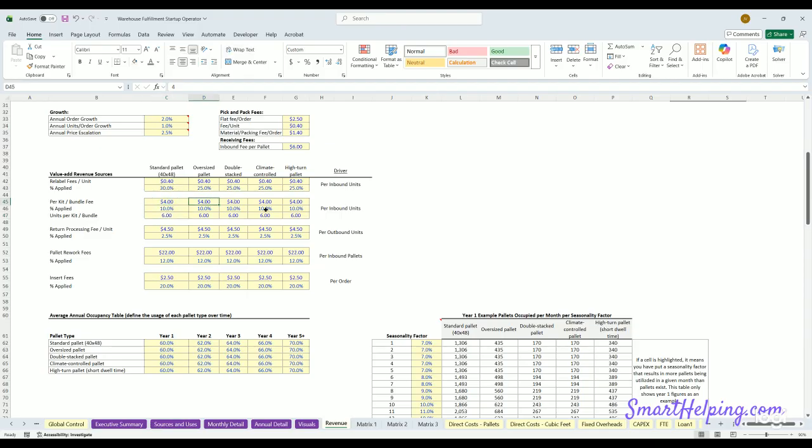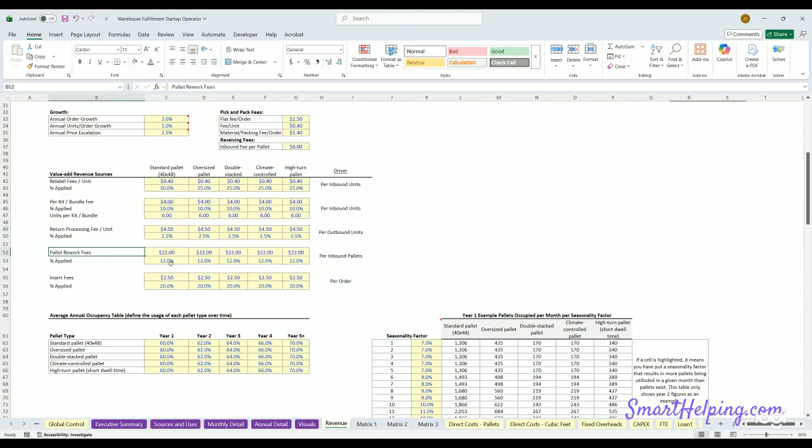And again, these all might not be relevant. Some might be, some might not be. You can zero out whatever doesn't make sense for your situation, but I was trying to be comprehensive, and for that we had to include basically everything that I could think of or find that made sense. Returns processing is going to be based on outbound units times the percentage applied against this fee per unit returned.